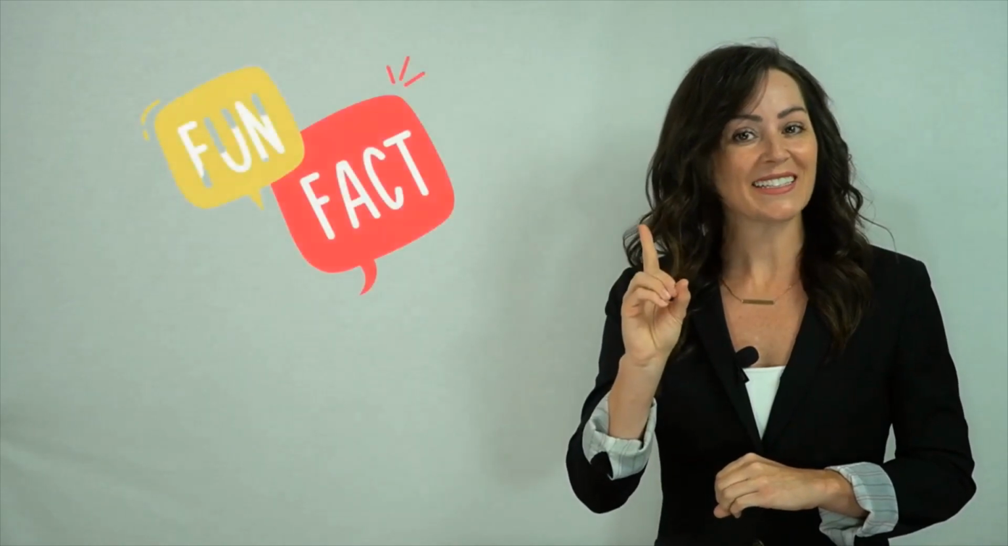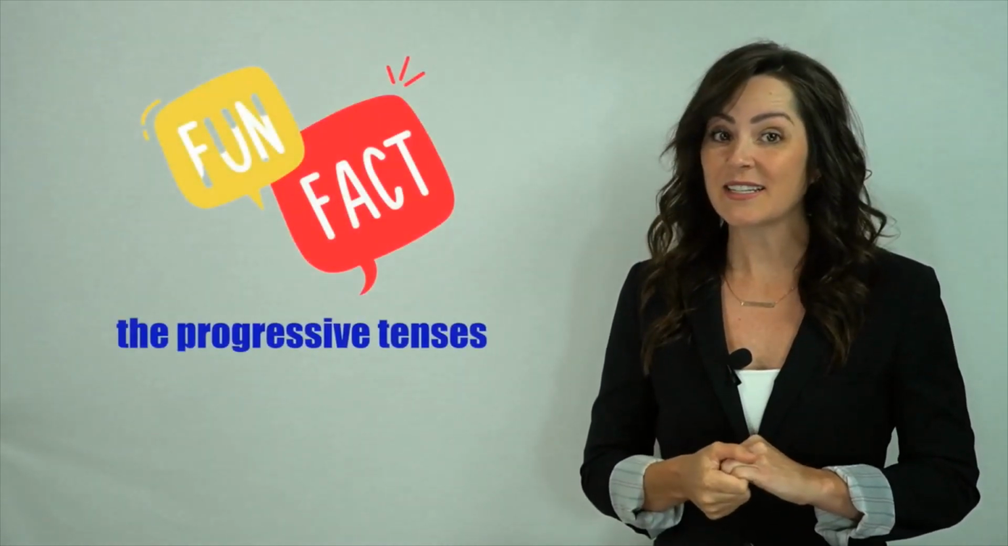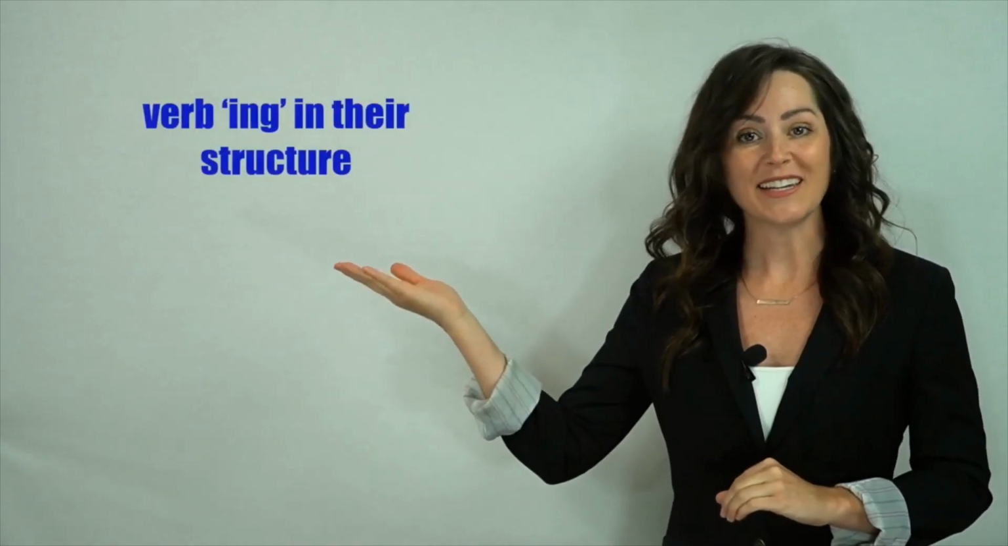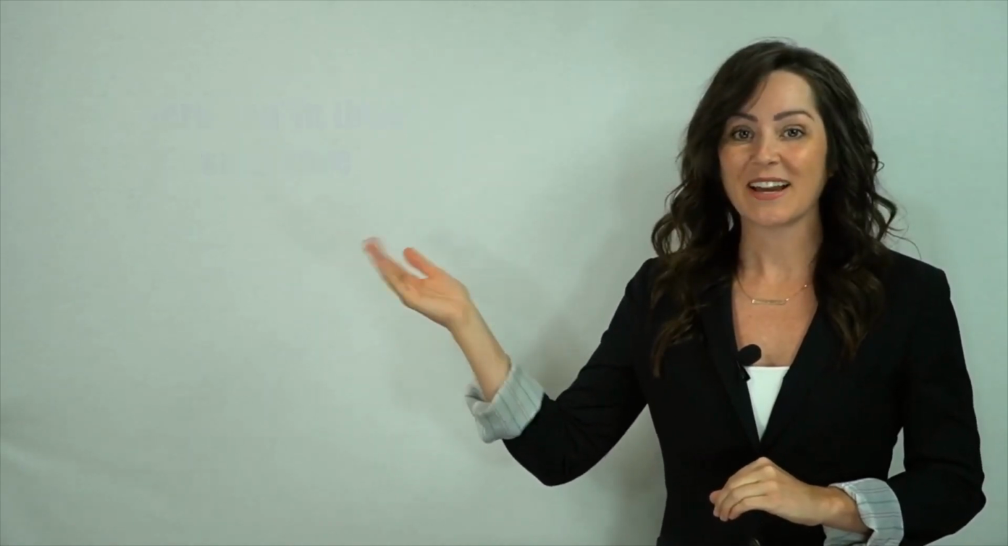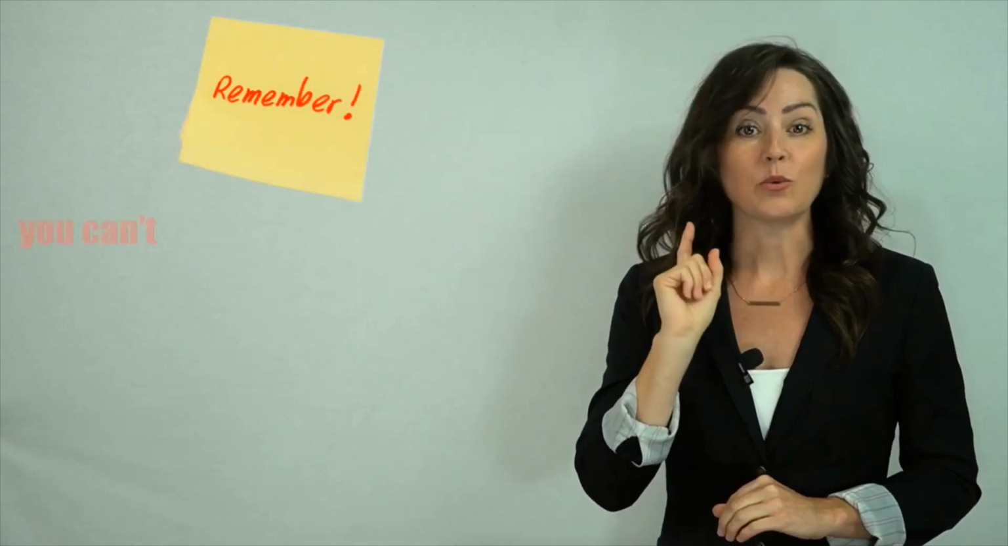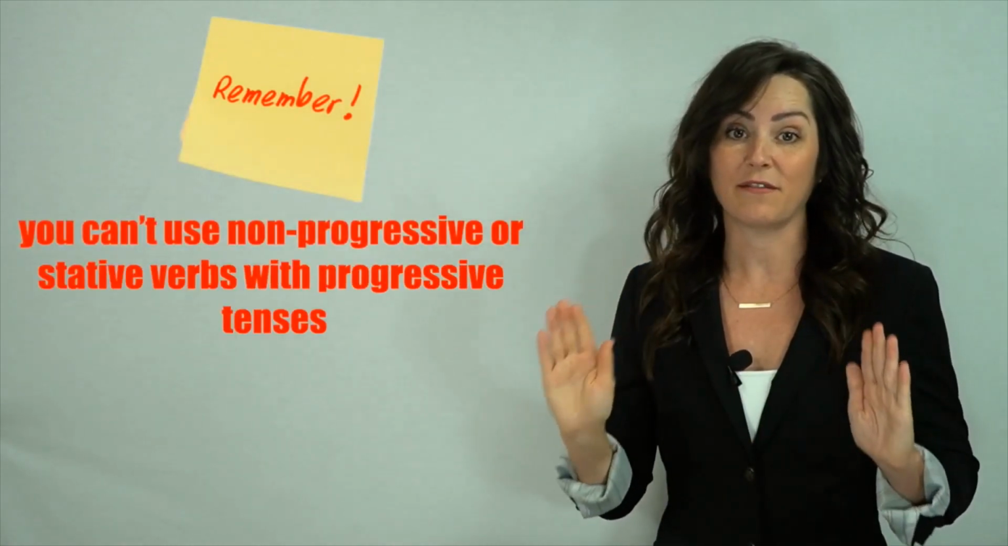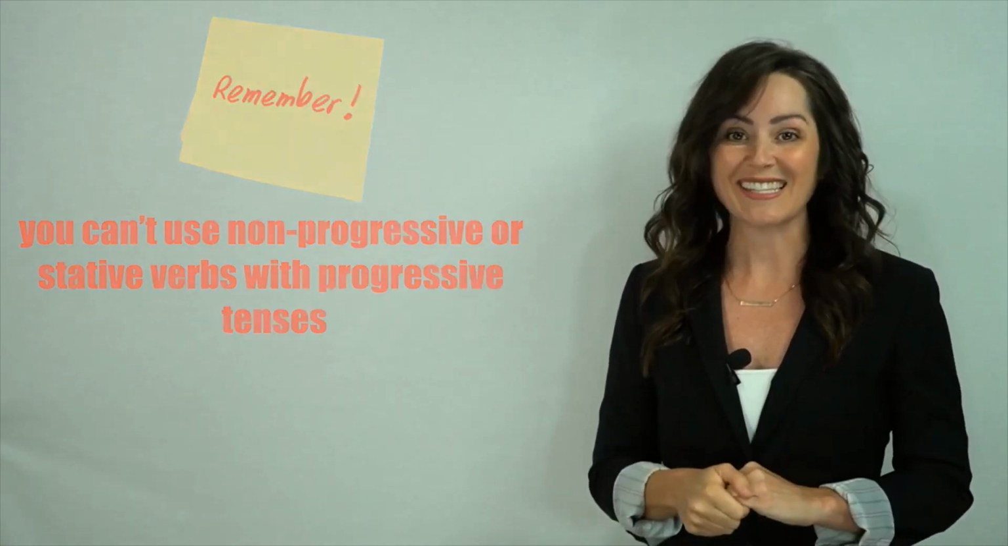Did you get it? Fun fact, the progressive tenses all have verb ing in their structure. Remember, you can't use non-progressive or stative verbs with progressive tenses.